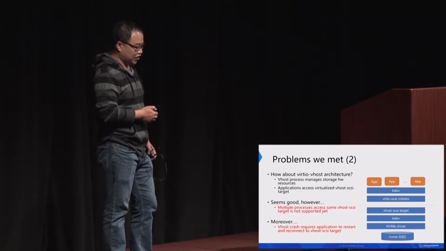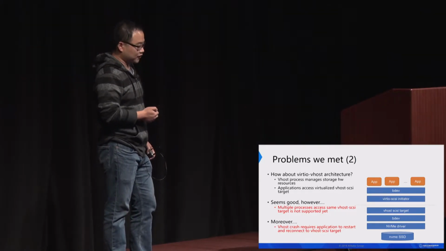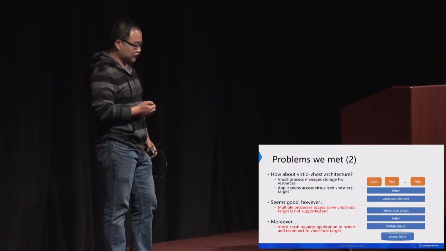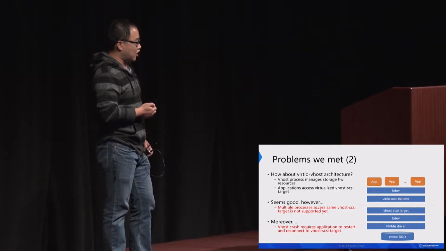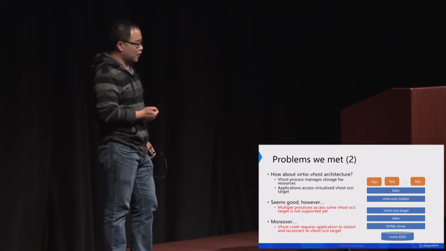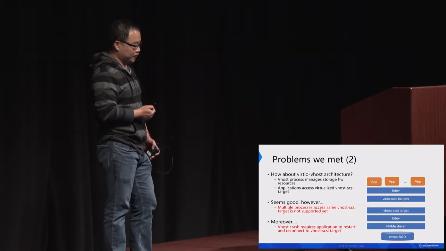But the current implementation of the vhost-scsi target does not allow multiple connections to the same target, which means if we want one vhost target shared by multiple applications, this cannot be done using the existing implementation.